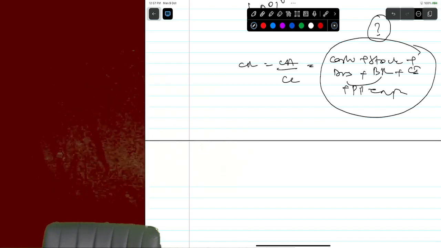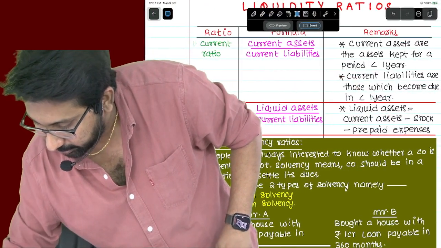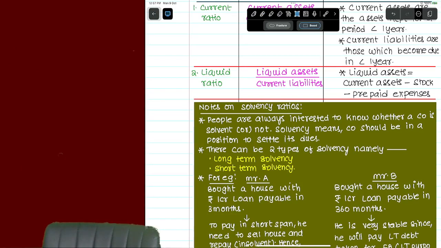Tell me, what is the liquid asset formula? I have shown you here. Current assets minus stock. Why is stock removed? Is stock cash or not cash? Stock has to be converted into debtors, and debtors will get converted into cash. How many stages are there? 2 stages you have to undergo. But debtors? For example, answer my question.